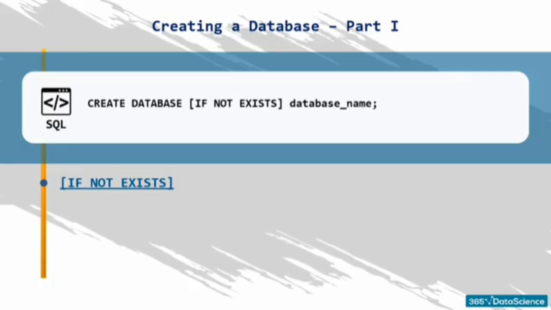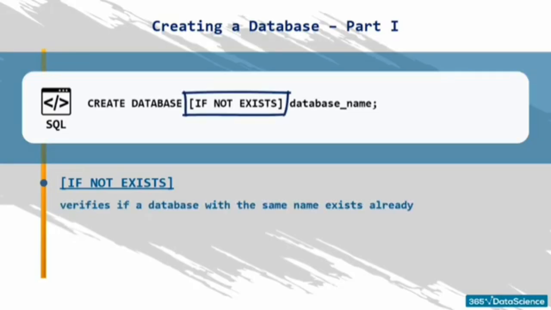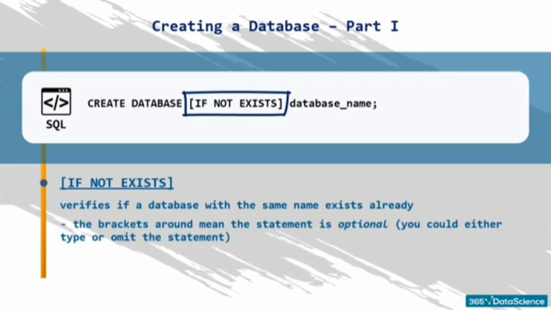IF NOT EXISTS will verify if a database with the same name exists already. If it does, this will impede us from creating a database with the same name. The brackets around it indicate that the statement between them is optional in the syntax. Optional means you could either type or omit the statement. This is the situation with IF NOT EXISTS. Even if you don't include it, the code will run anyway. Nevertheless, we advise you to always use it because it allows you to avoid potential errors when working with large amounts of data. It is good to build the habit of attaching this phrase straight after the CREATE statement.